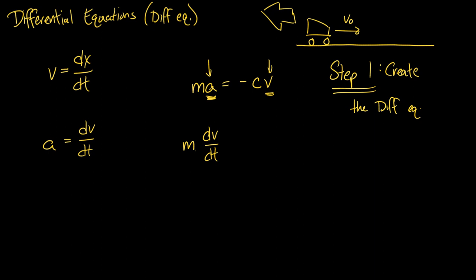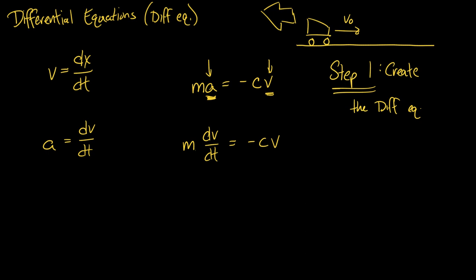I'm going to substitute in dv dt for acceleration. This substitution puts everything in terms of velocity. I have reduced the number of variables because now with my substitution, I have something that has to do with velocity on the left and velocity on the right. Do you see what I'm saying?